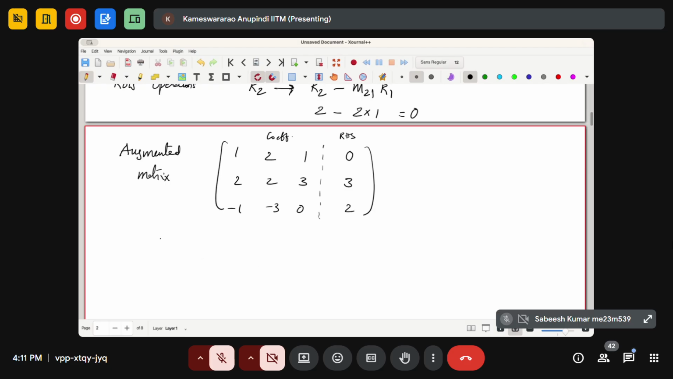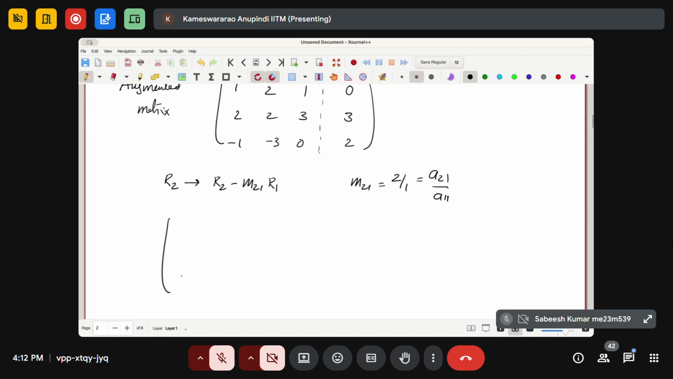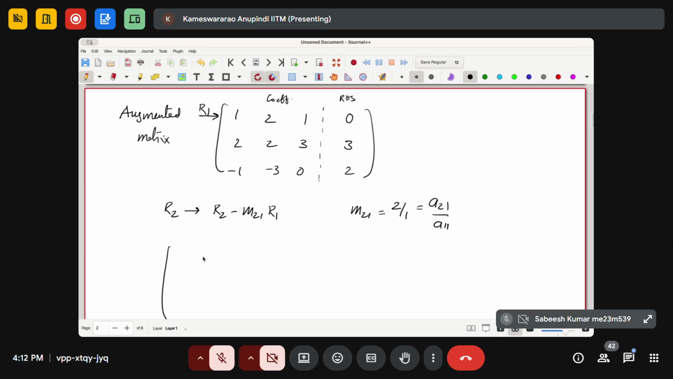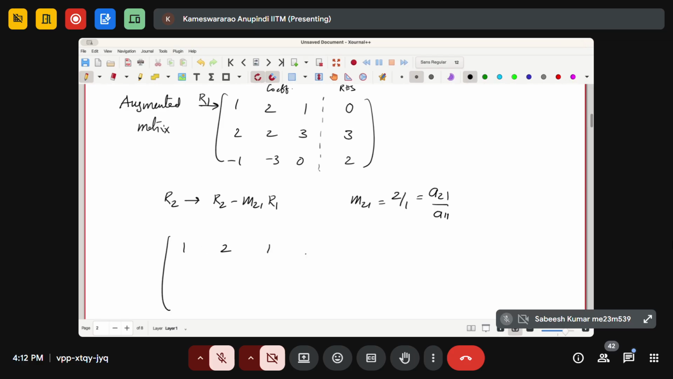Okay, so then I'll do this operation. R2 goes as R2 minus M21 R1, where my M21, the multiplier, is nothing but 2 by 1, that is A21 by A11. Okay, so if that is the case, I can perform this operation. Because I have taken the first row as the pivot row, this row will remain unchanged. So we have 1, 2, 1, 0.